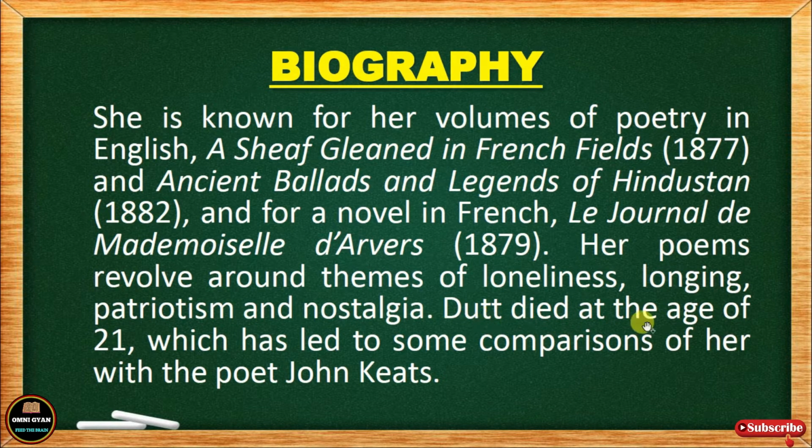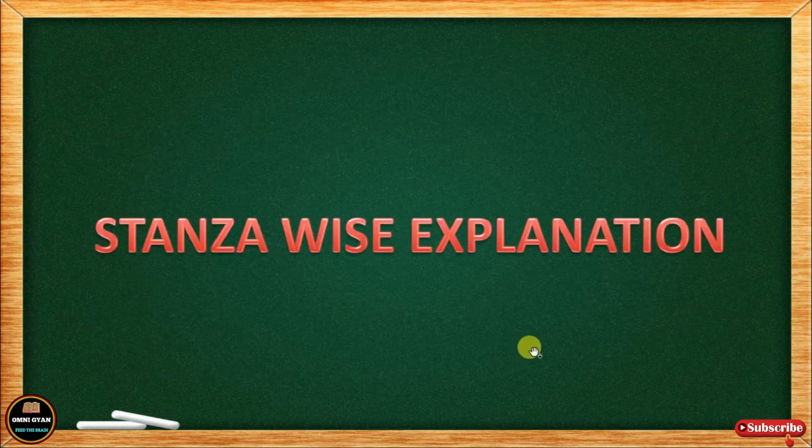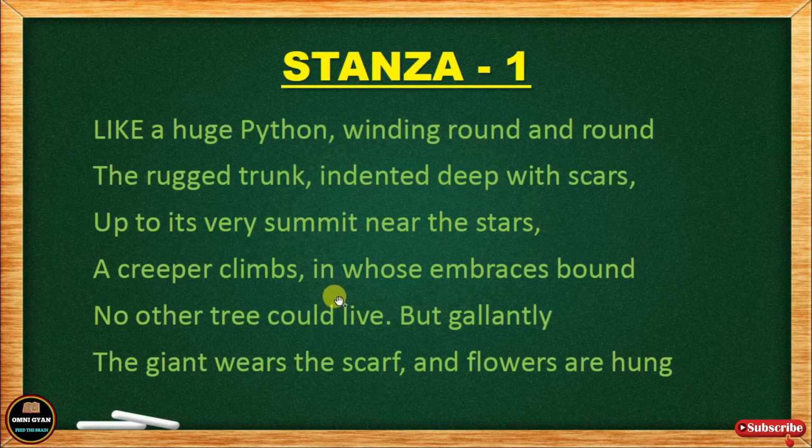So Toru Dutt died at the age of 21. I just told you, a very tender age, okay? And that has led to some comparisons of her with the poet John Keats. John Keats died at the age of 25, and that is why sometimes Toru Dutt is compared with him, alright? And Toru Dutt was a brilliant poet. As we learn the poem, you'll see it's a very long poem, and I'll try to explain everything. I have a stanza-wise explanation, in fact line by line explanation. You need to listen very carefully.